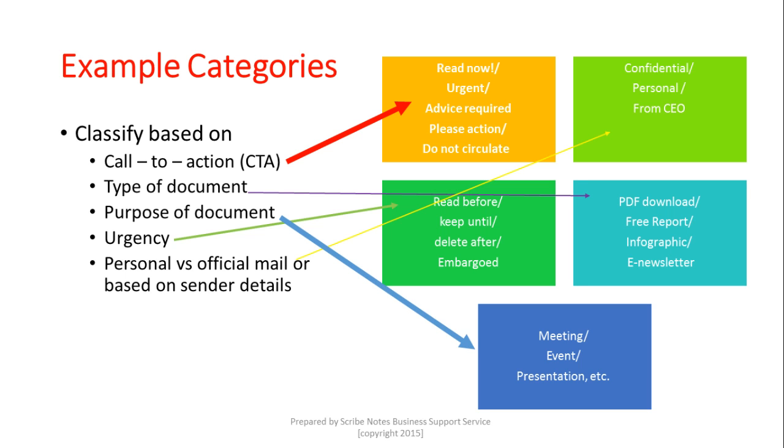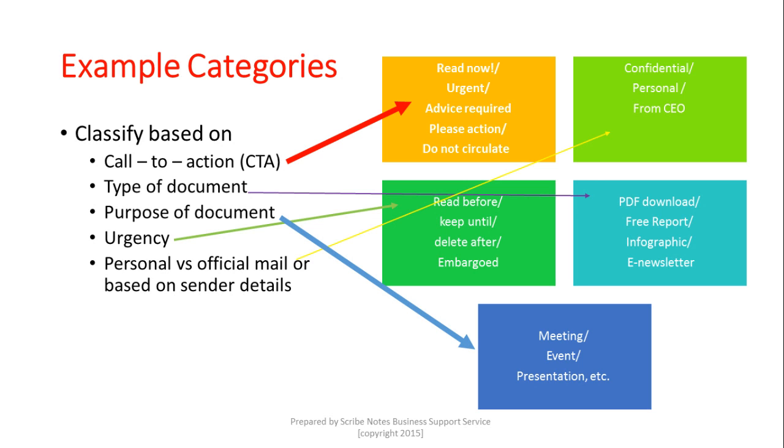So here I have categories classified based on call to action or CTA, based on the type of document, based on the purpose of the document, based on urgency, and whether those emails are personal or official emails or based on the sender's details. So, in terms of call to action, we have read now, urgent, advice required, please action, do not circulate. We also have for urgency, read before X date, keep until X date, delete after X date, or embargoed until X time.